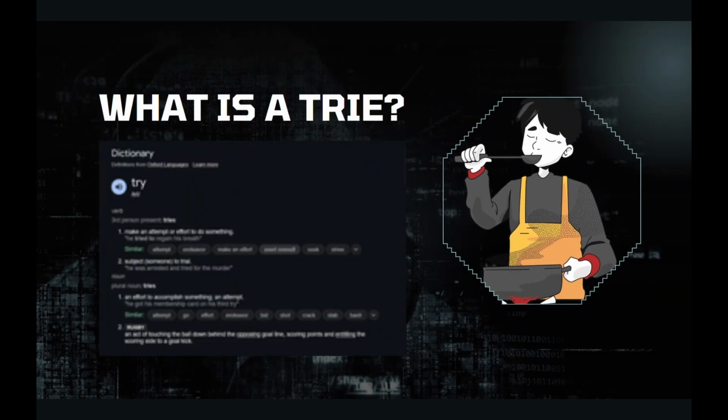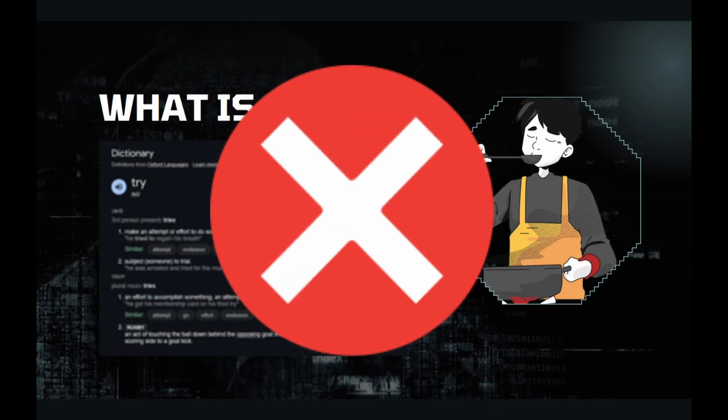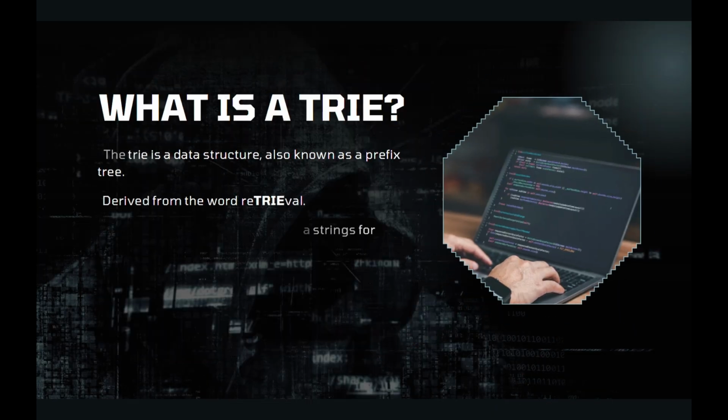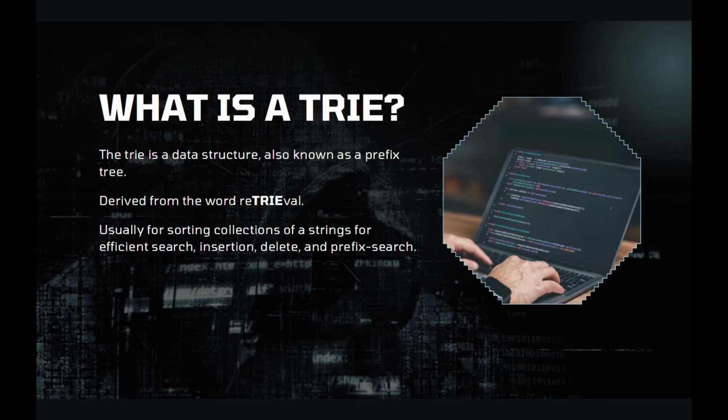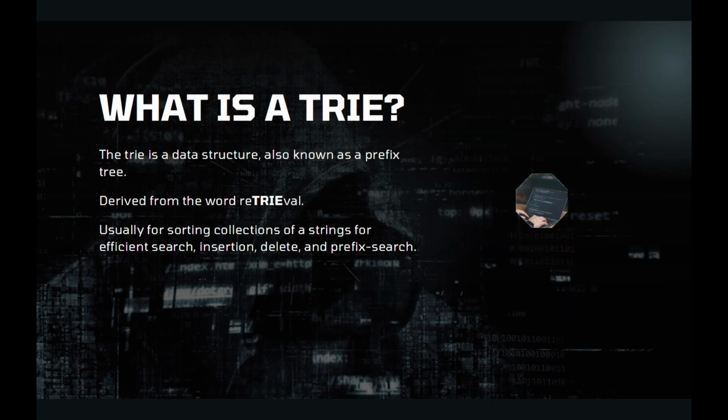When you do a quick Google search, you might find that a try is an attempt or effort to do something. And unfortunately, in computer science, it's a little different. In computer science, a try is a tree-based data structure, also called a prefix tree. It comes from the word retrieval. It's really common for sorting collections of strings, specifically things like words, IPs, etc., for efficient search, insertion, deletion, and prefix search. So what does a try look like?